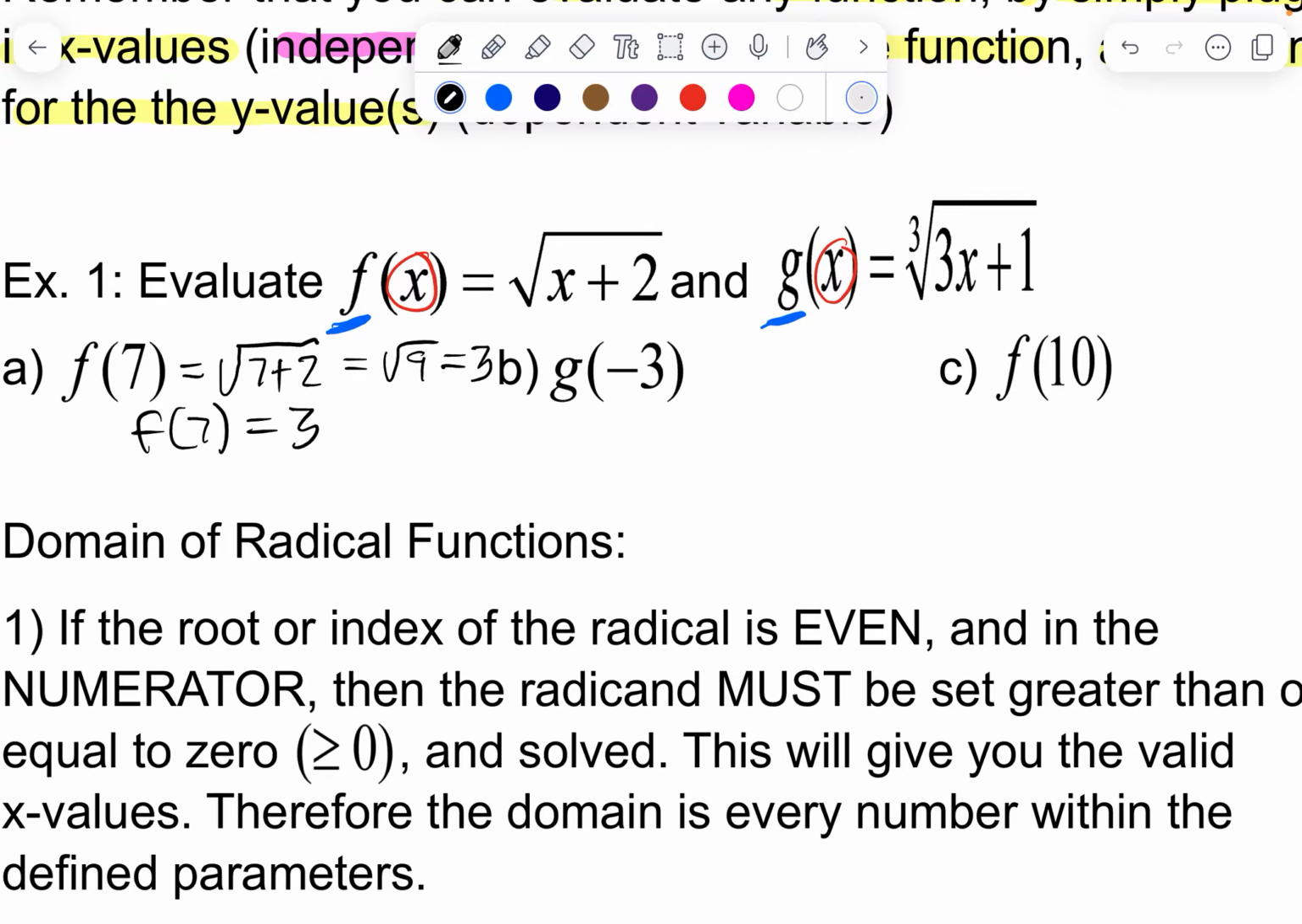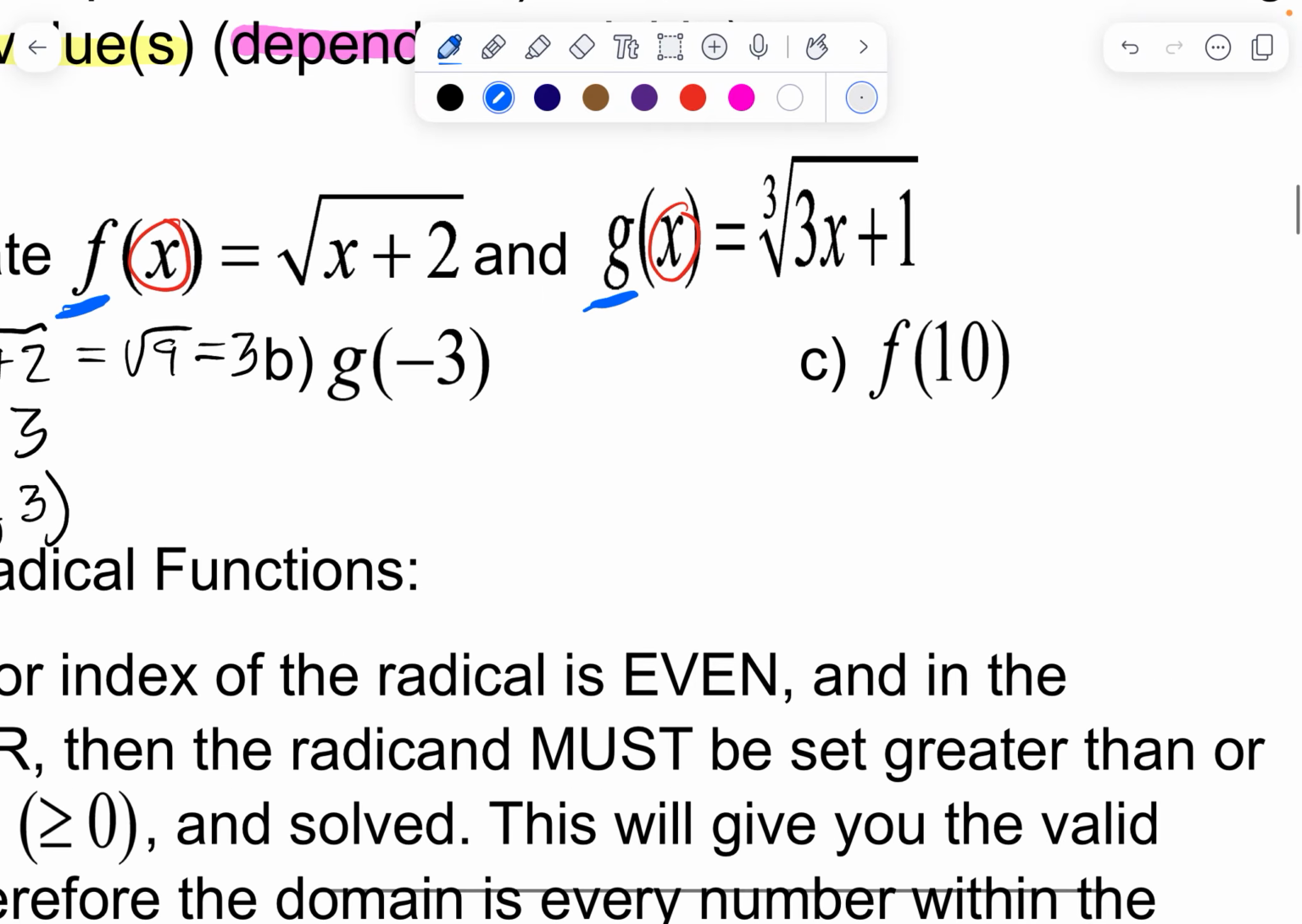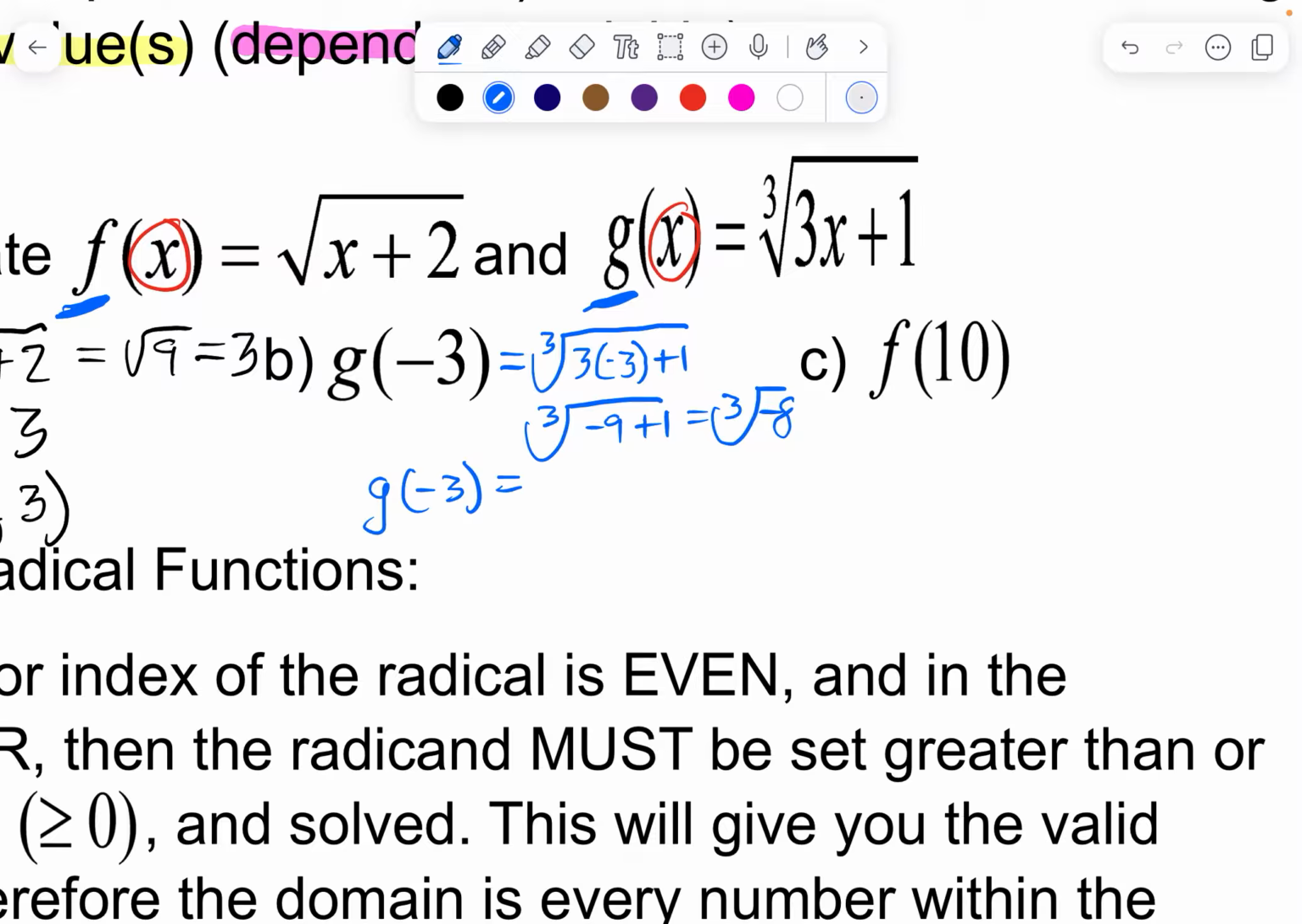How do I translate that? That means that when x is 7, y is 3. For g of negative 3, remember that I'm replacing every x in function g with a negative 3. So I've got the cube root of 3 times negative 3 plus 1. That's the cube root of negative 9 plus 1, which equals the cube root of negative 8. So g of negative 3 equals the cube root of negative 8, which is negative 2. So that means that when x is negative 3, my y value is negative 2.